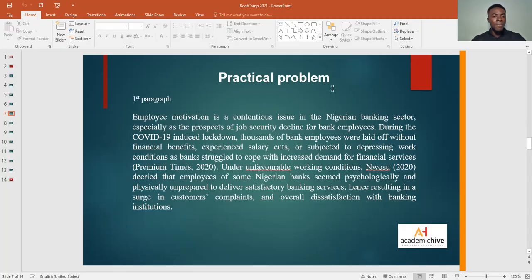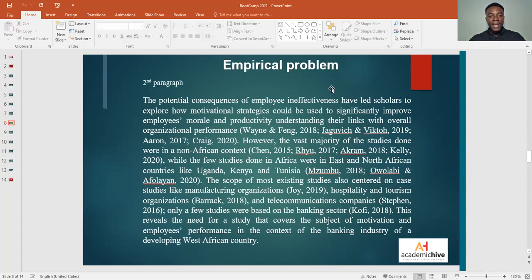That's a practical problem. Now let's see what people have done on this subject. There's always something that someone has written about your subject. So let's check it out in the empirical problem. The second paragraph should contain your empirical problem. And it says that the potential consequences of employee ineffectiveness have led scholars to explore how motivational strategies could be used to significantly improve employees' morale and productivity, understanding their links with overall organizational performance.